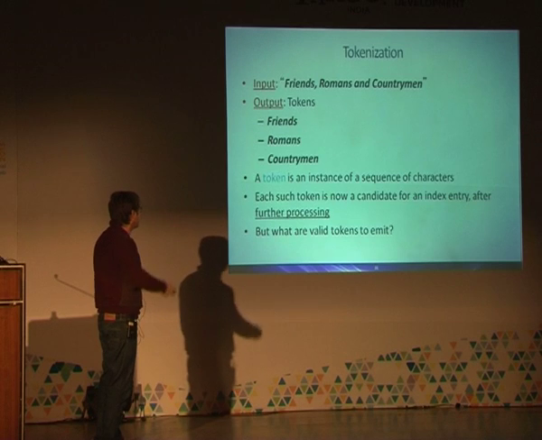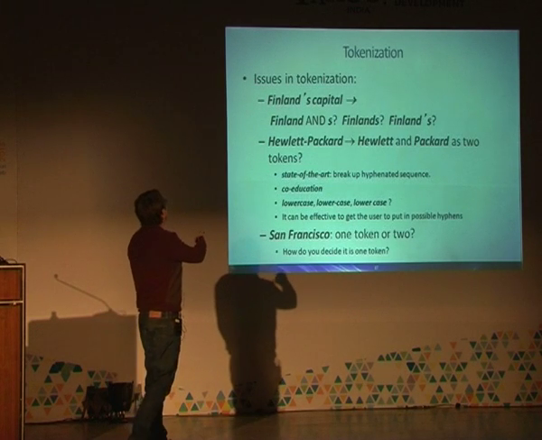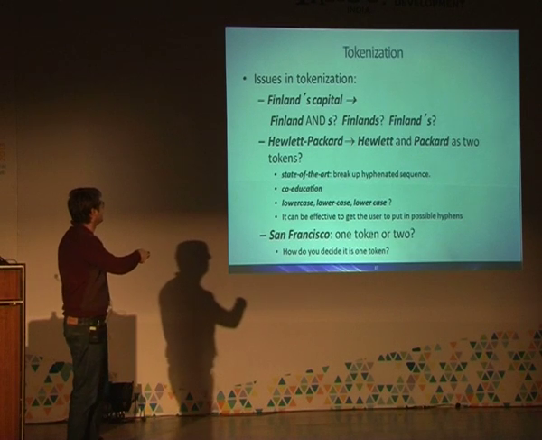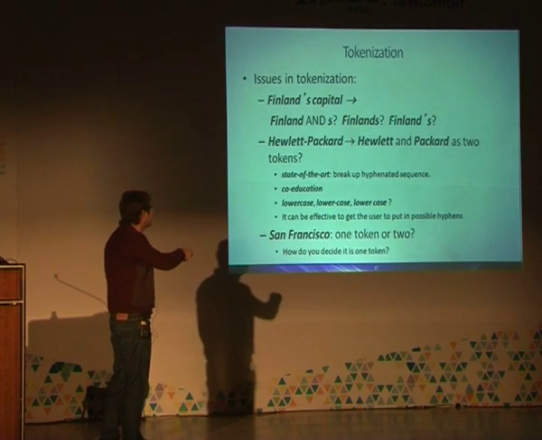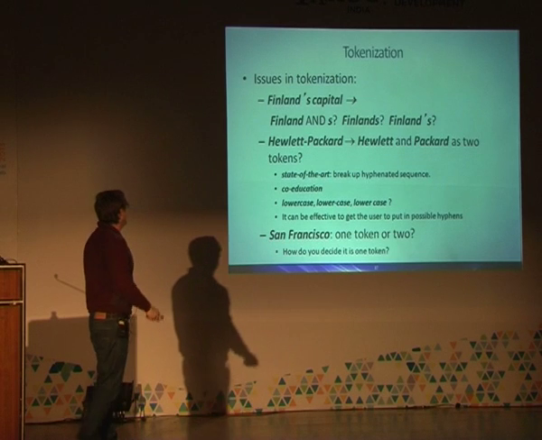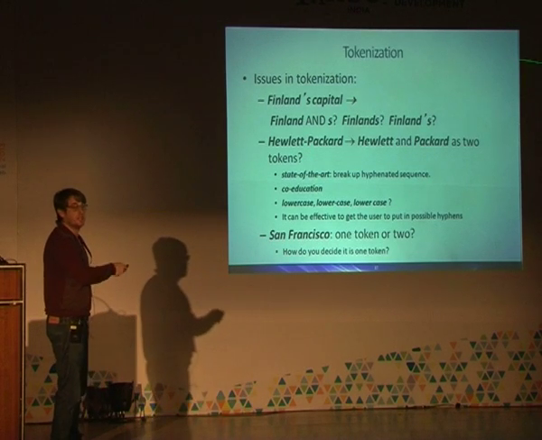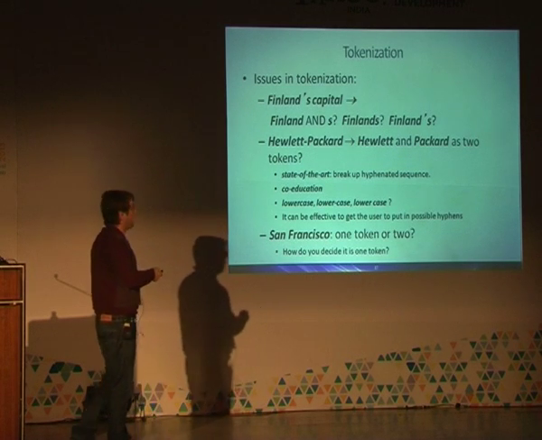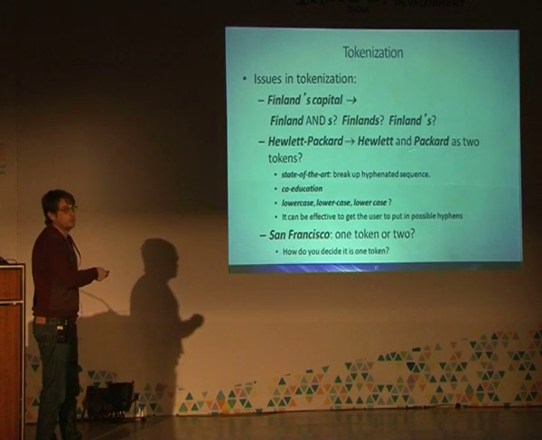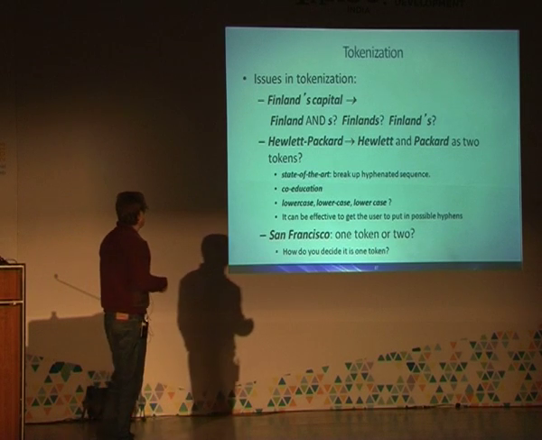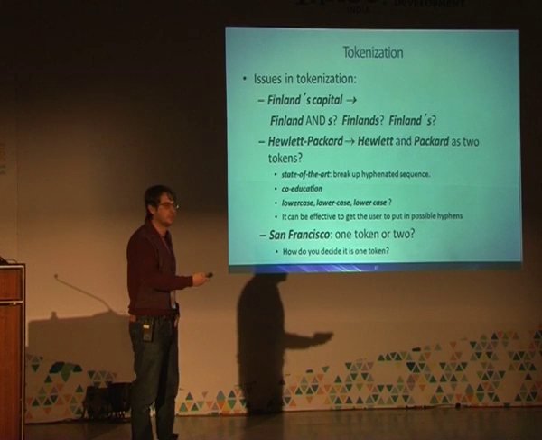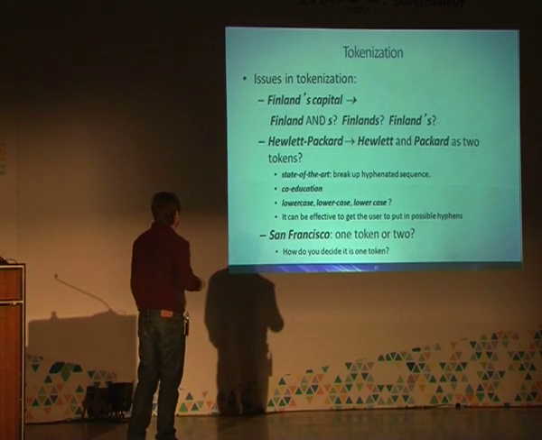So what are the valid tokens to emit? Because think of this problem. You have apostrophe S. What do you do? You split Finland and S, or you put Finland's as a token, so this would be the string that you're matching to. If you have hyphens, for instance, you split into 2 different words, or you take it as the same one. What we do is essentially we tend to split this. Also San Francisco, is it 1 token or 2? This is going to be San Francisco together most of the time.